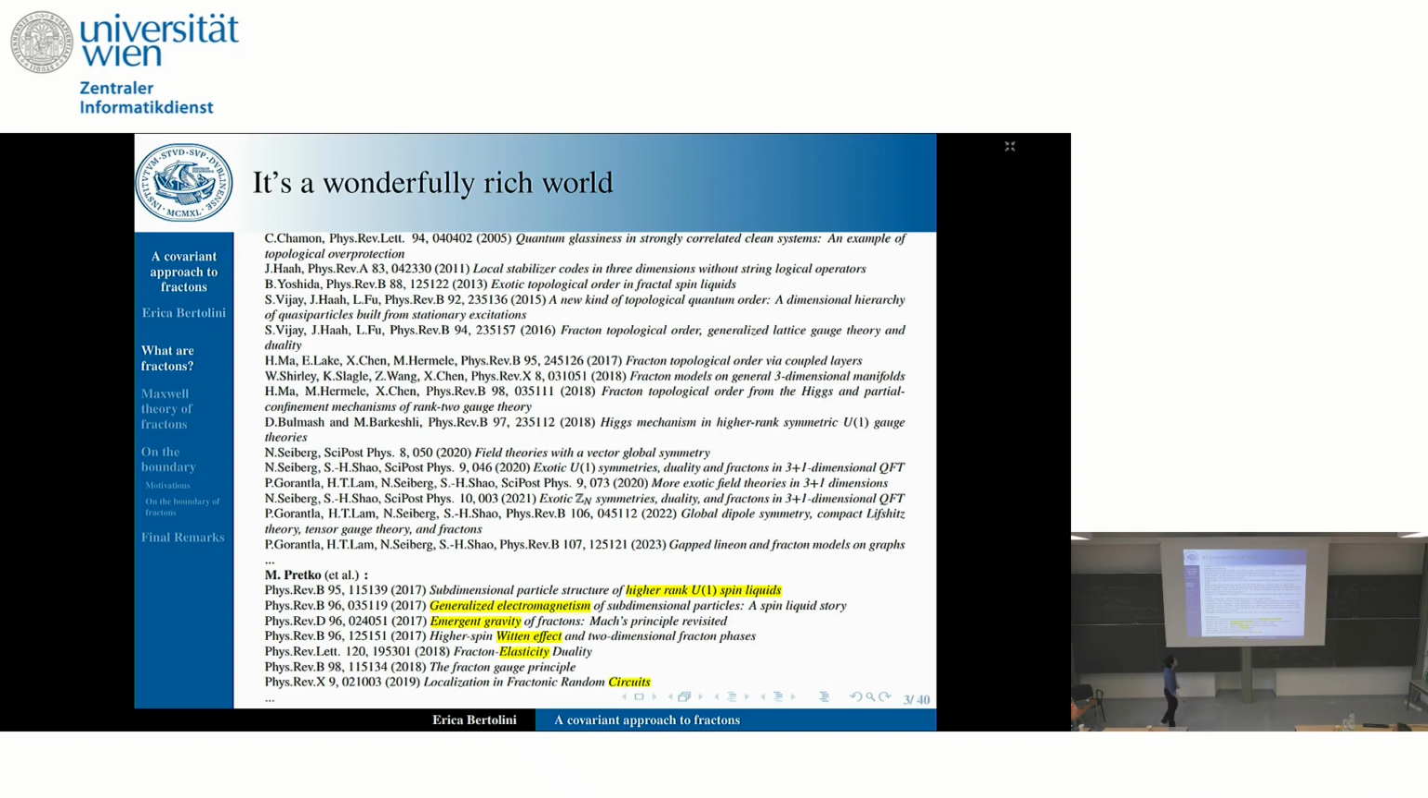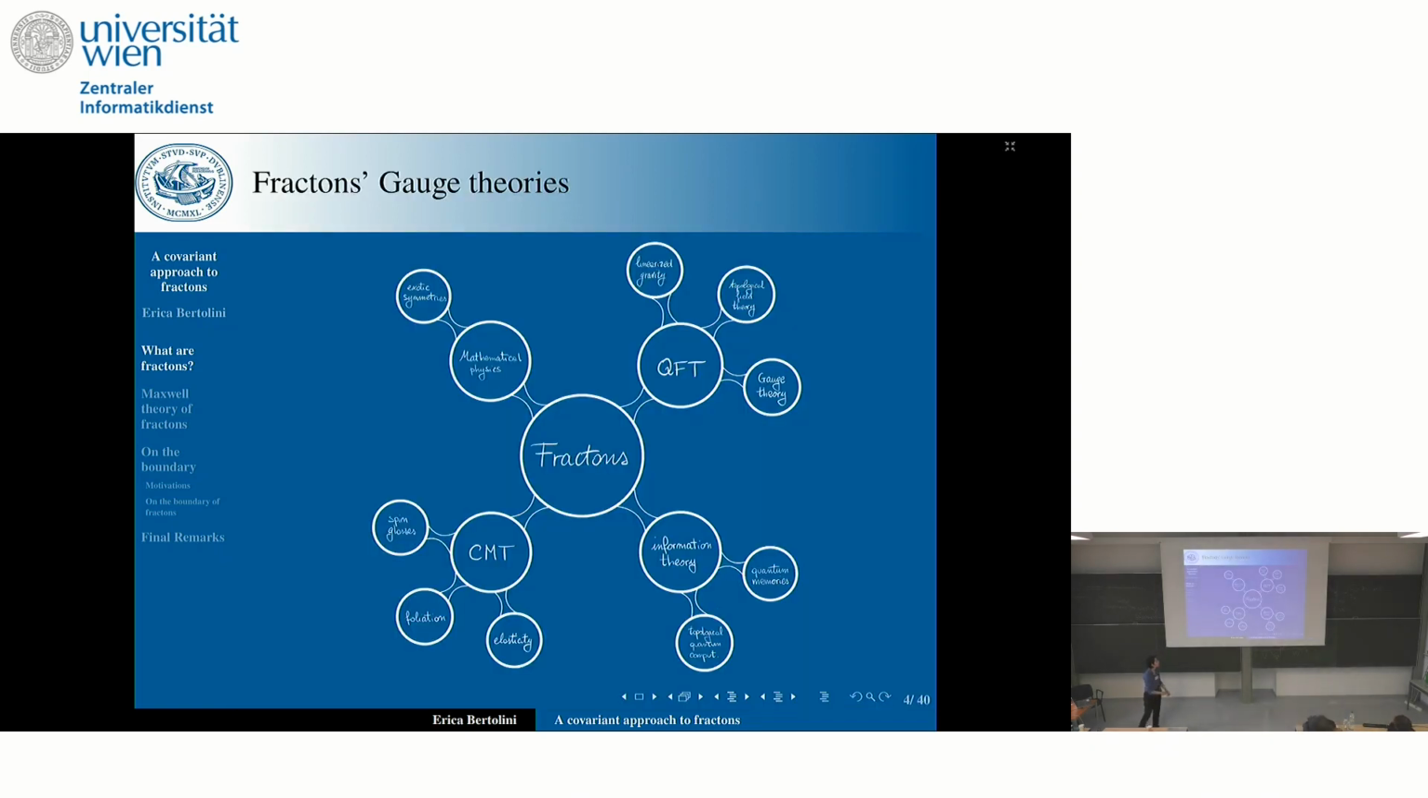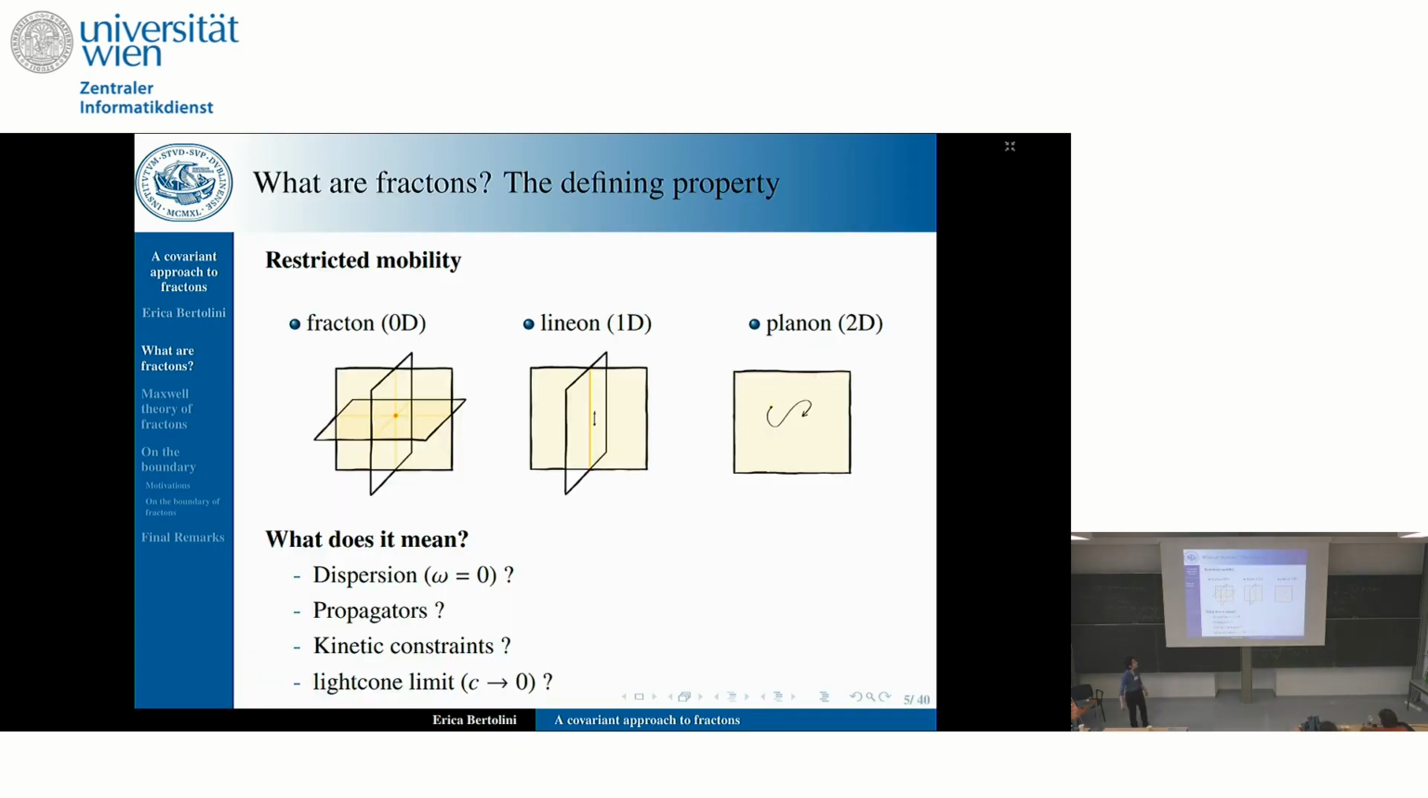Fractons can be found in many different contexts of physics, like spin liquids, generalized electromagnetism, gravity, Witten effect, elasticity, circuits, and so on. And this can also be evident from this nice graphic. So fractons are nearly everywhere. But what's the main characteristic that defines all these fractonic particles? That's limited mobility. And in particular, real fractons are completely immobile particles.